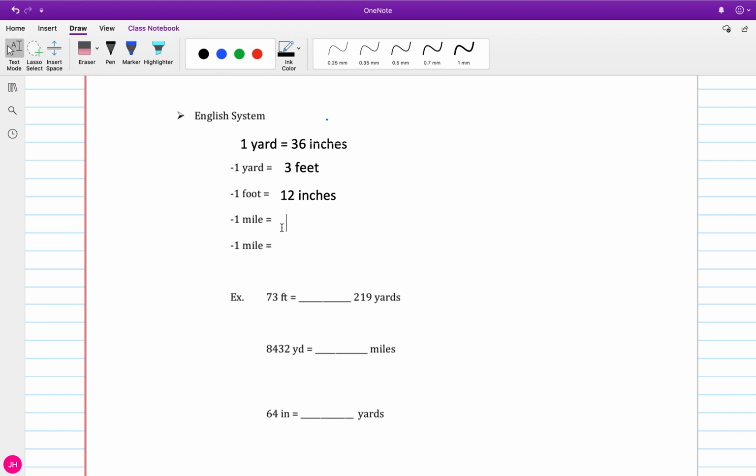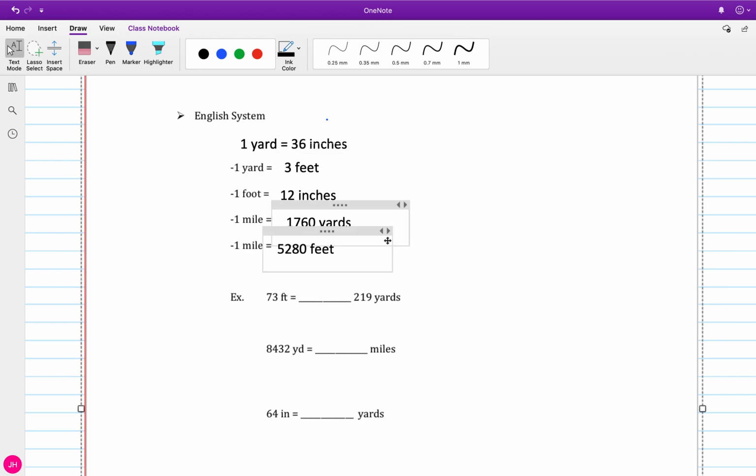A mile is a little less known. It's 1,760 yards. Or we also could say that's 5,280 feet. Now some of these I can get from each other. So like if a foot is 12 inches and 3 feet are a yard, 12 times 3 gives me that 36. Same thing for the mile. If I know there are this many yards, times 3, because there's 3 feet in a yard, tells me how many feet are in a mile.